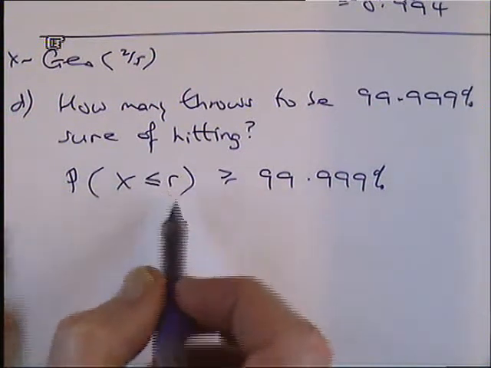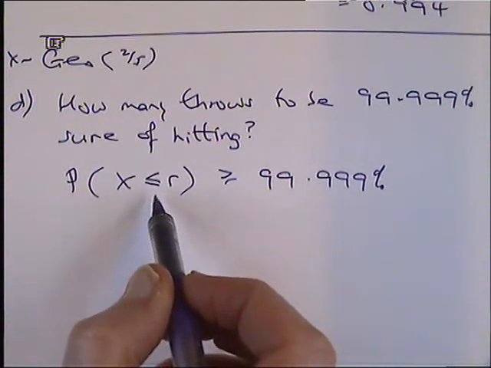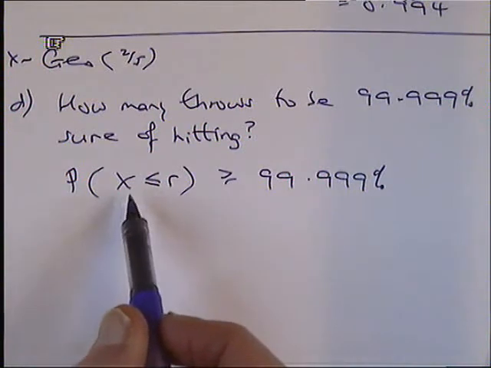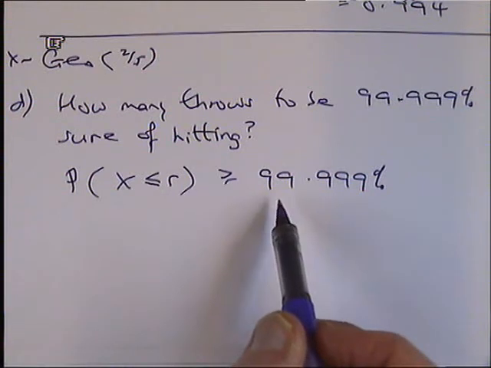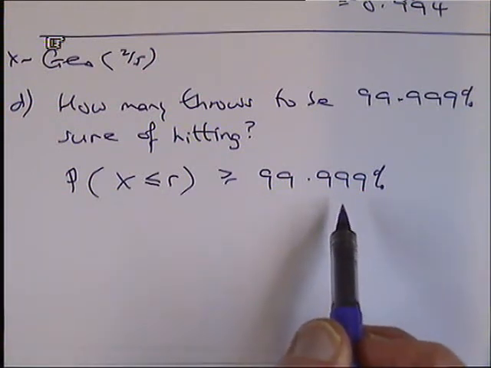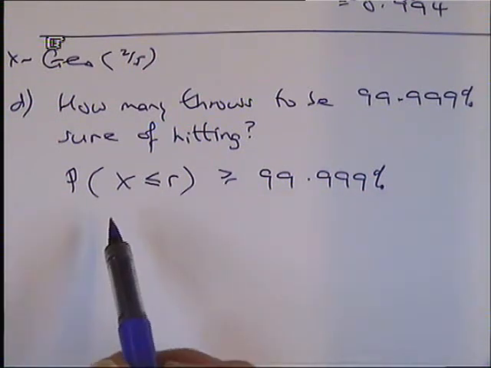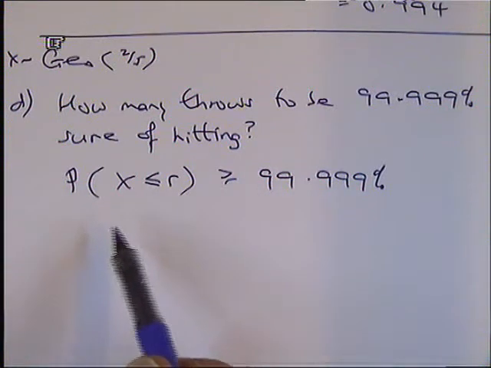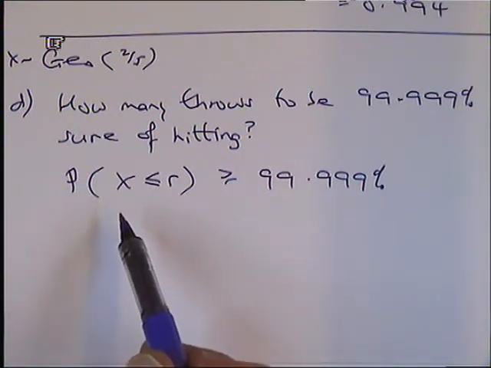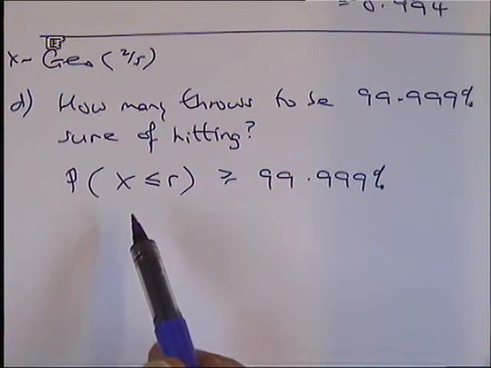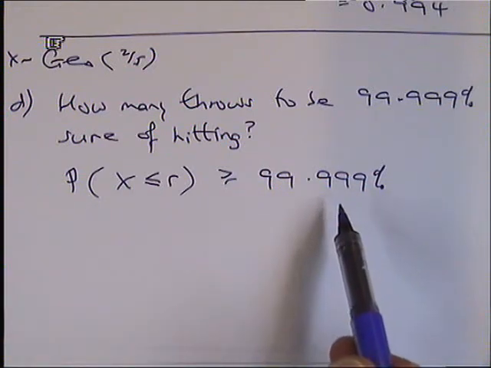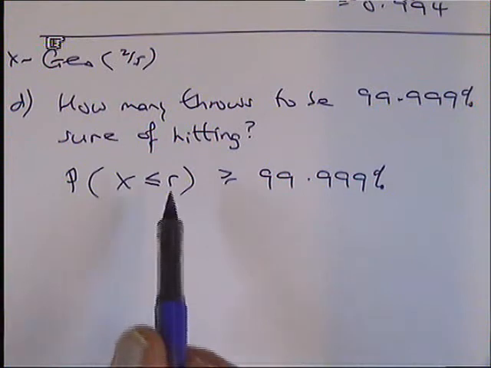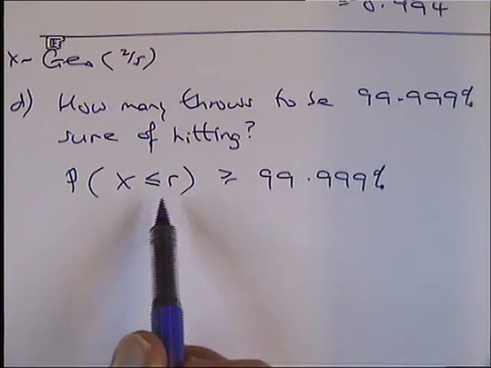So we want it to be less than or equal to R in here. So we want the probability that X is less than or equal to R to be at least 99.999%. For example, if we added up the probability of getting it on the first go, the second go, the third go, the fourth go, the fifth go, and those 5 probabilities exceeded this value, then our answer would have been 5. So we're looking for some sort of mystery number over here.